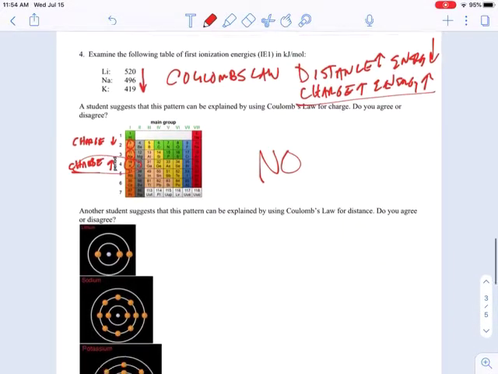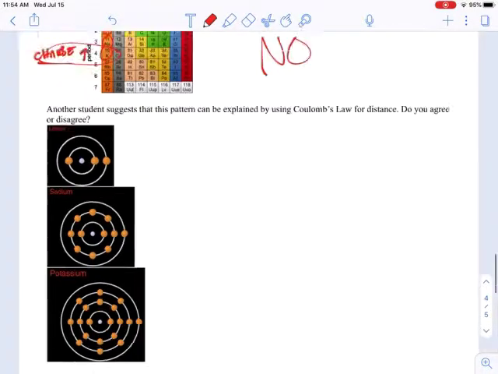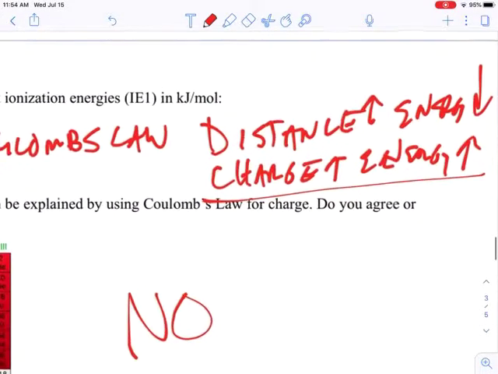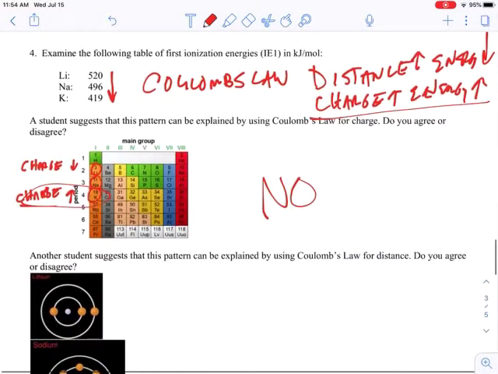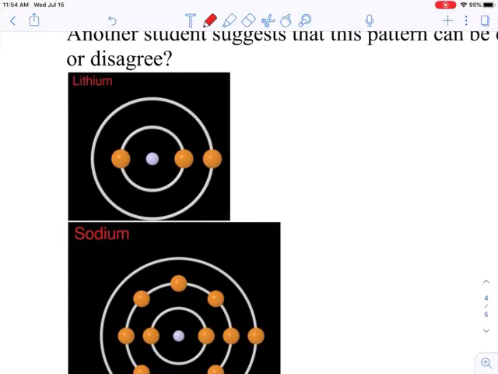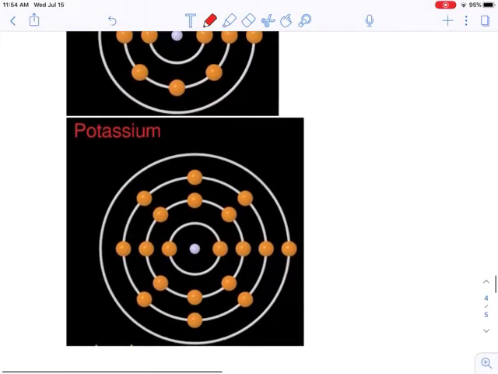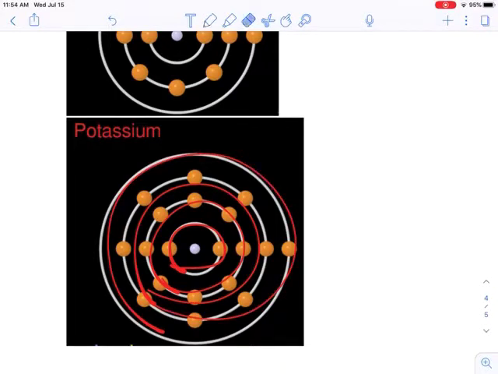Can't do that one. Now, this one says, another student suggests that this pattern can be explained by using Coulomb's law for distance. Now remember, Coulomb's law for distance says that as the distance goes up, the energy goes down. Well, let's take a look. Here's lithium. Remember that lithium is at the second shell, so we've got 1 and 2 shells there. Sodium is at the third shell, 1, 2, and the third shell there. And potassium is at the fourth shell, 1, 2, 3, and 4.